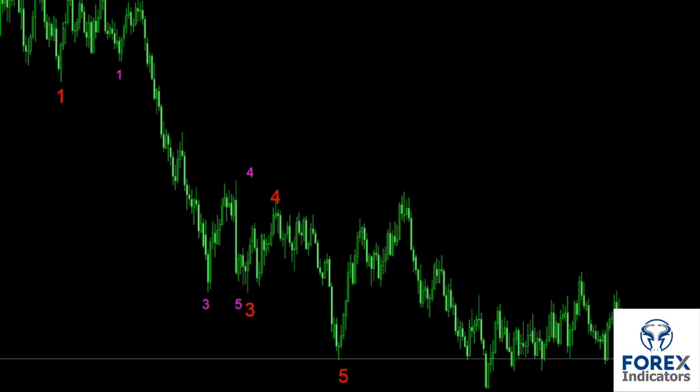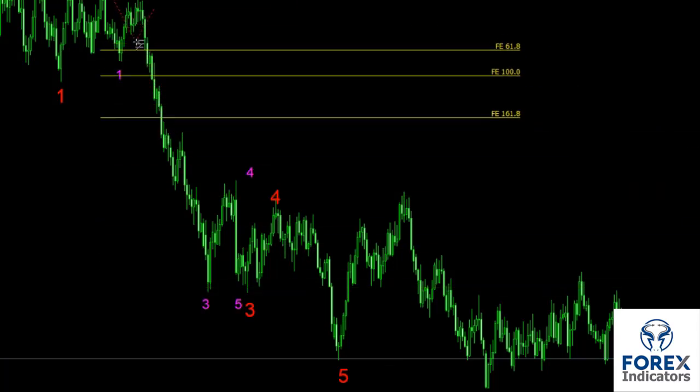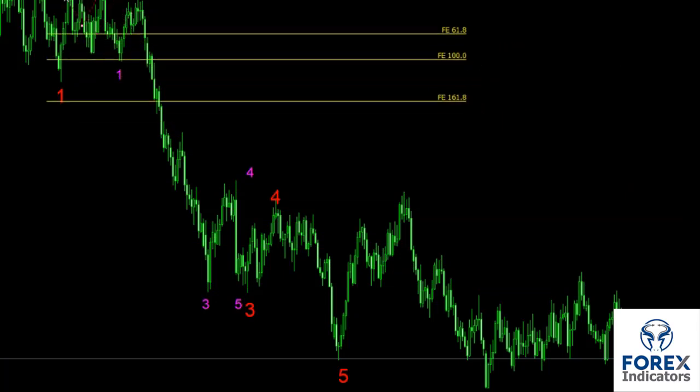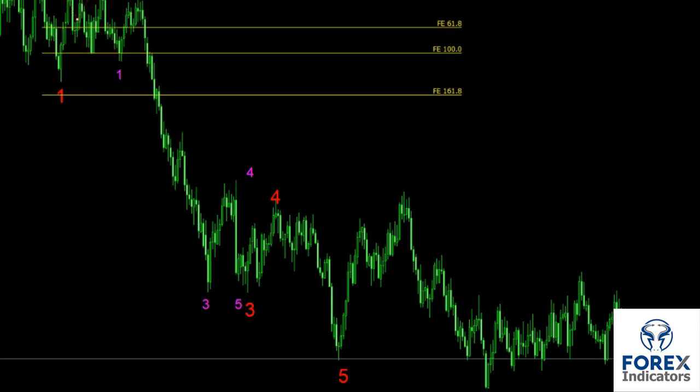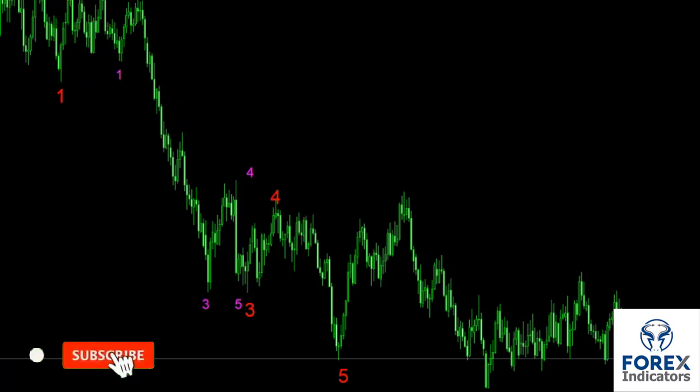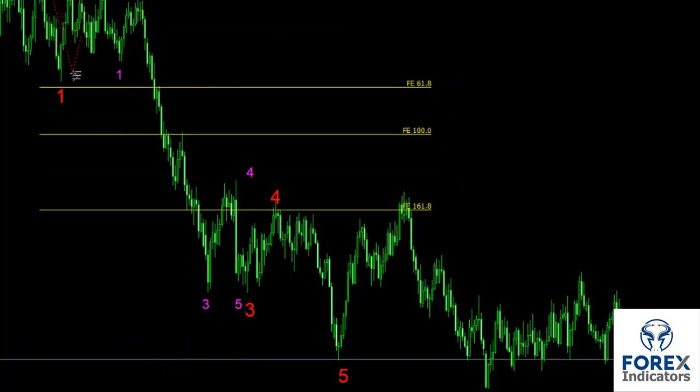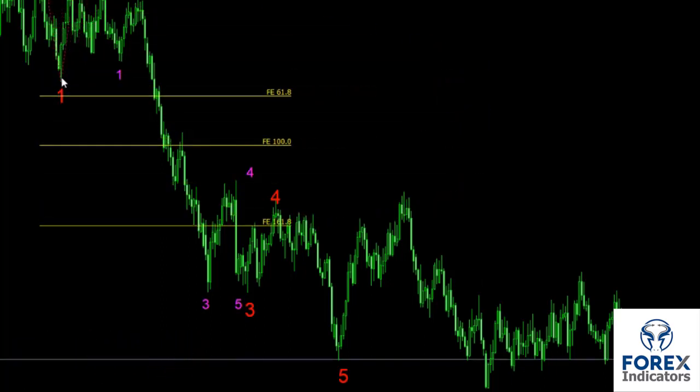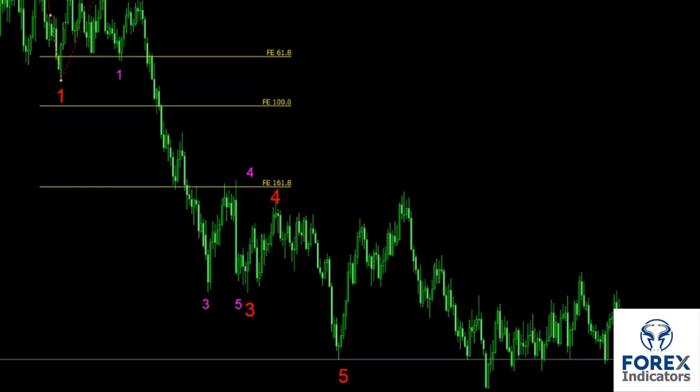Wave 3 we said, usually, is 1.618 of wave 1. Let me do that again. For this we use the Fibonacci expansions, this one. You drag your first line from the start of wave 1 to the bottom of wave 1. Then you double click and you put the third point at the start of wave 3. In this case, when wave 3 finished here, much more than 161.8, it means it was overextended.